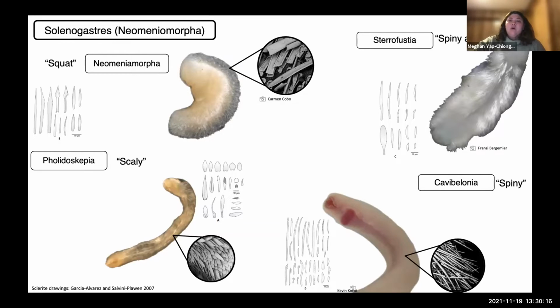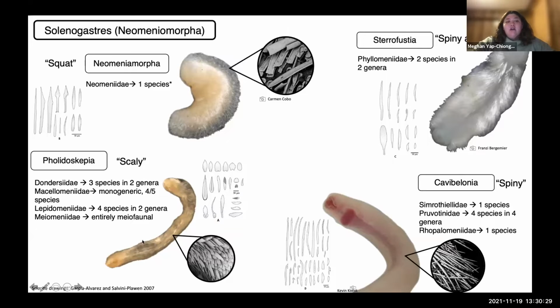And these are just some words that I like to associate with them because they help me remember which animals are which. And if we're talking about the breakdown for where these meiofaunal species exist, as you can see here, they're mainly concentrated in this Pholidoskepia group, or the ones that in my head I call small and scaly, because they're covered in these more leaf-like and flat sclerites.